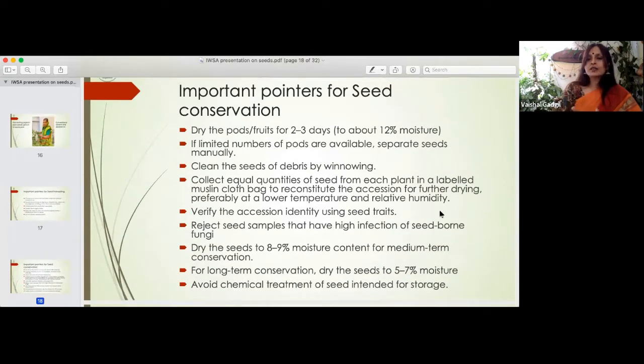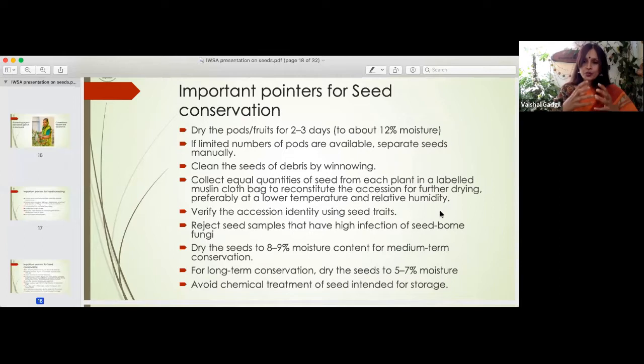Dry the pods and the fruits for 2 to 3 days, to about 12% moisture. Now there are equipments available to measure the moisture content, easily available everywhere. If there are a limited number of pods, just separate the seeds manually. You can maintain it in the pods also, but the idea of opening the pods is to see the size of the seed, the health of the seed, how it is looking. So you can open and see. I prefer to maintain it in the pod.